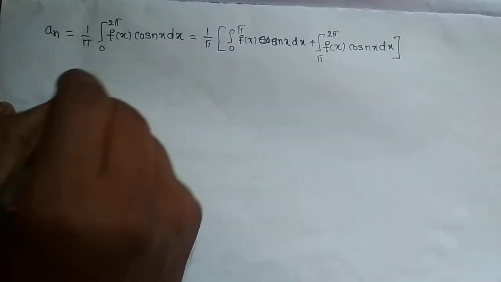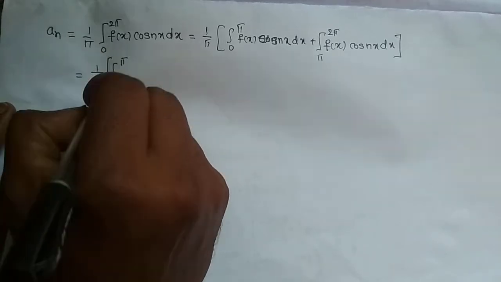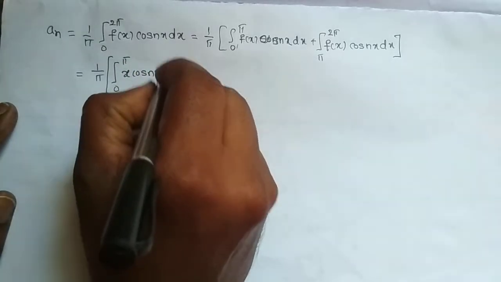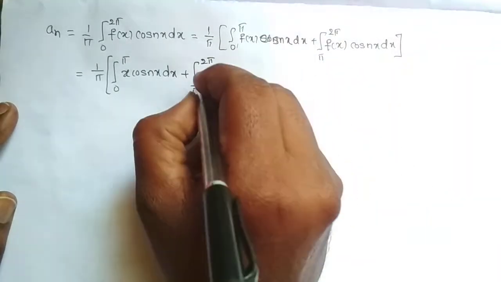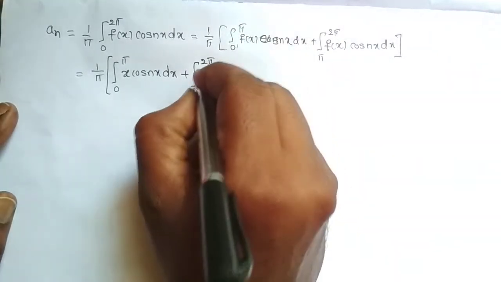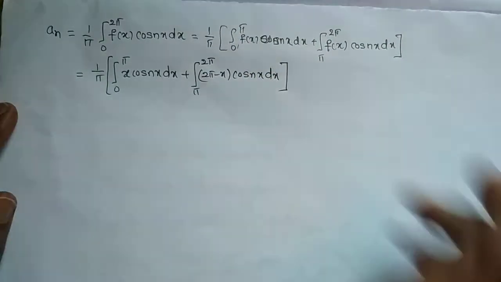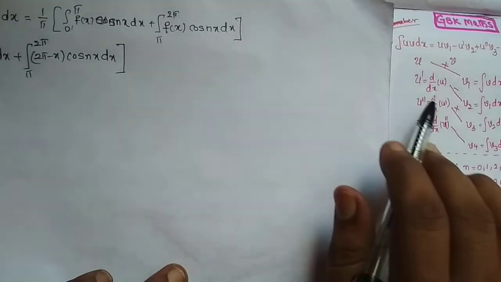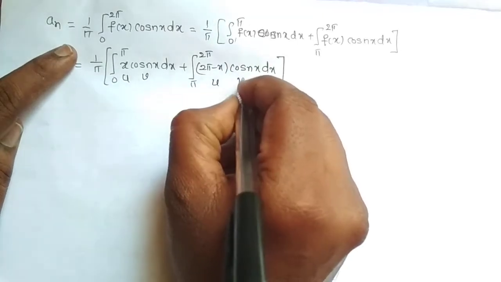Which is equal to 1 by pi into integral 0 to pi. So f of x in this interval is x, x cos nx dx, plus integral pi to 2 pi. Here f of x is 2 pi minus x into cos nx dx. So I can apply the formula of this one. The formula is this one. So I can imagine that formula. So this is u, this is v.